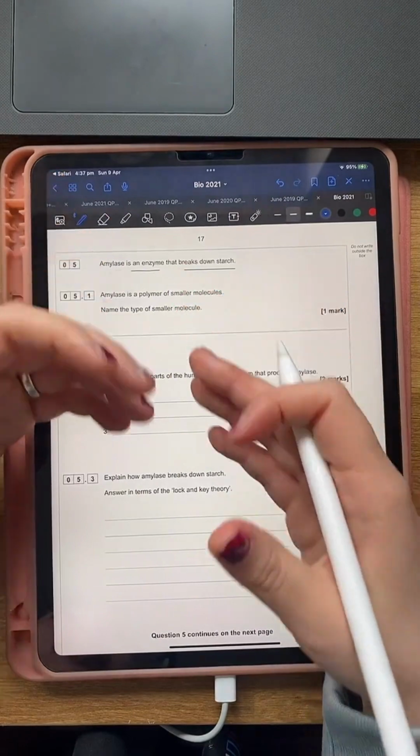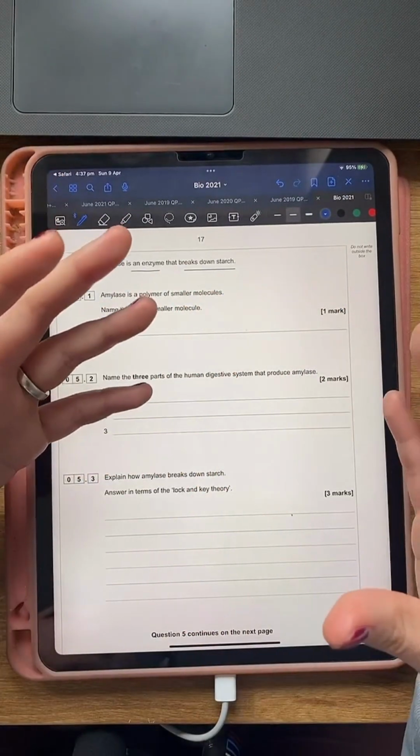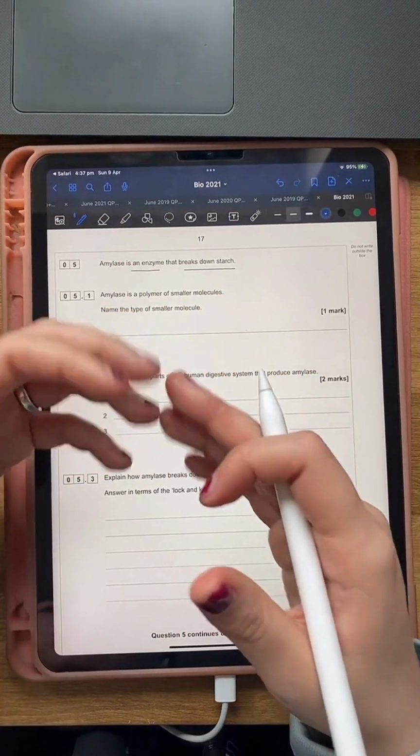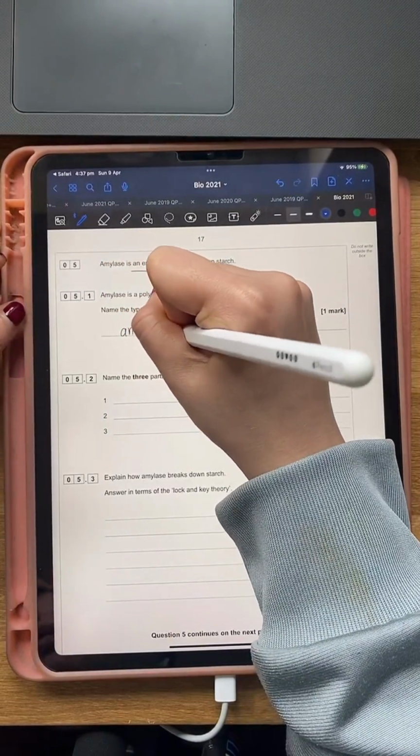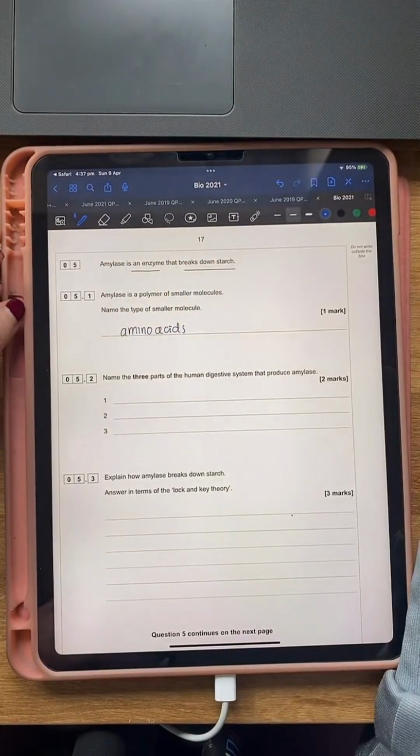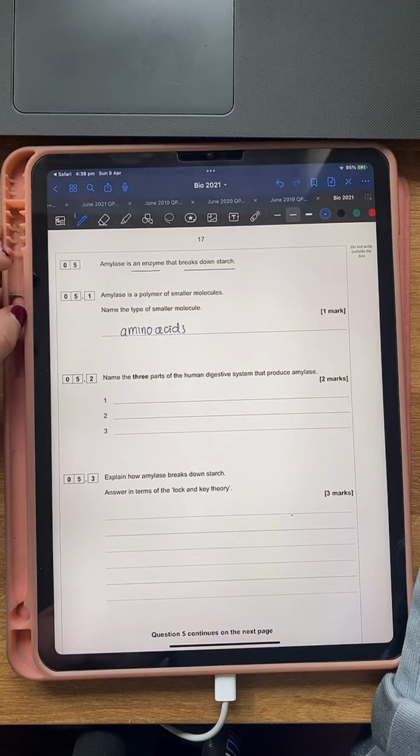Name the three parts of the human digestive system that produce amylase. Pancreas, small intestine, salivary glands. Mouth, it's better to say salivary glands than mouth, but yes, all of them are right. So salivary glands, pancreas, small intestine.